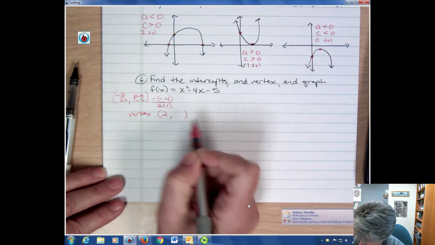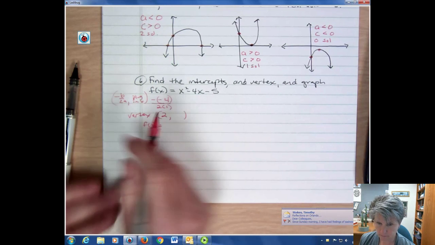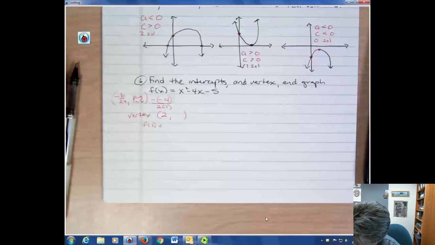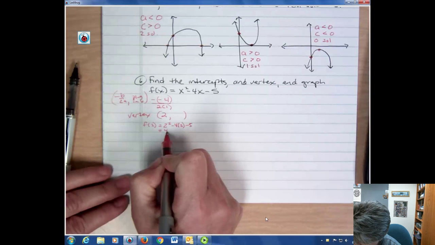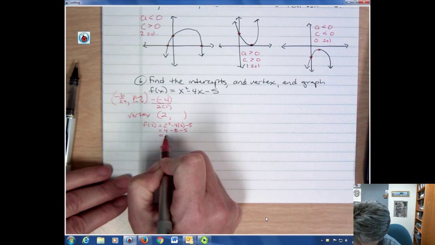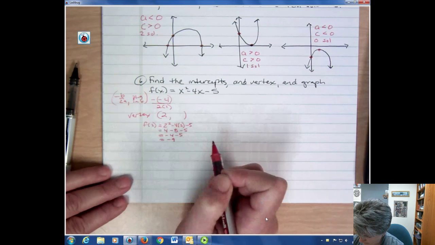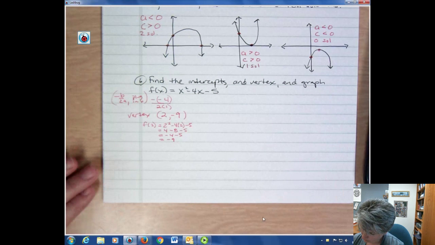I plug it in. So f of 2 is actually 2 squared minus 4 times 2 minus 5. And that is 4 minus 8 minus 5. Negative 4 minus 5 is negative 9. And so my vertex is at 2, negative 9. And that's part of what they want.